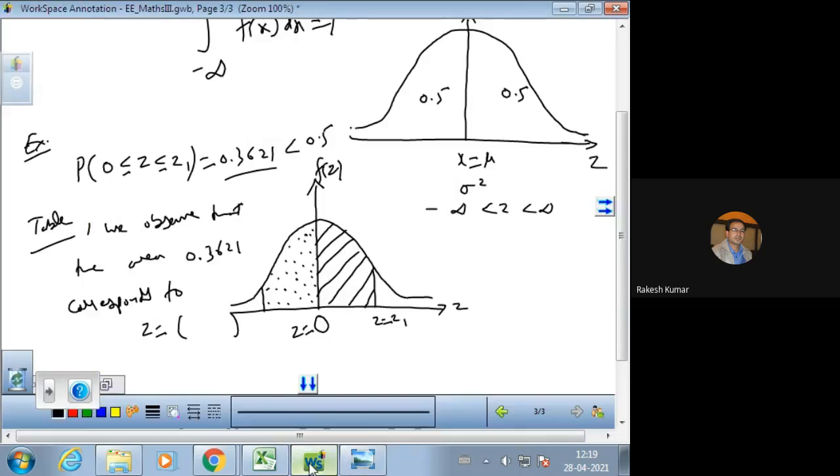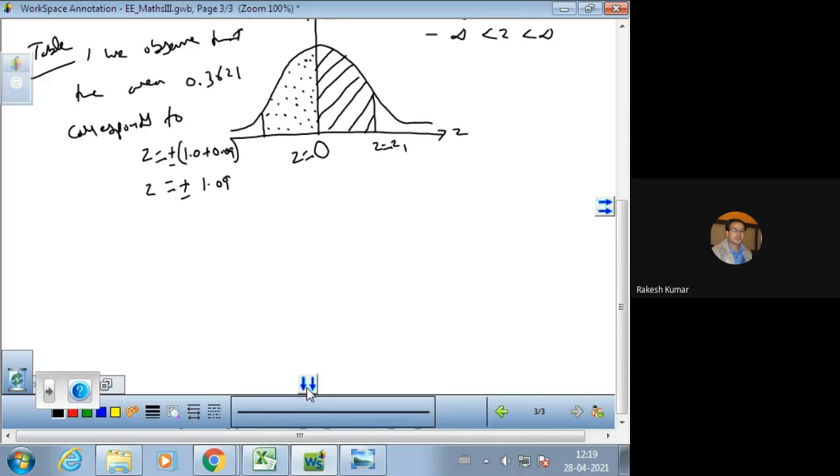So what does it mean? You can write down the value here. This is 1.0 plus 0.09. It can be on the plus side or the minus side. So this is plus or minus 1.09. So the value of the point z will be either plus 1.09 or negative 1.09.